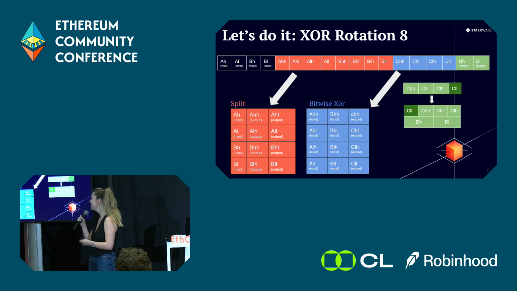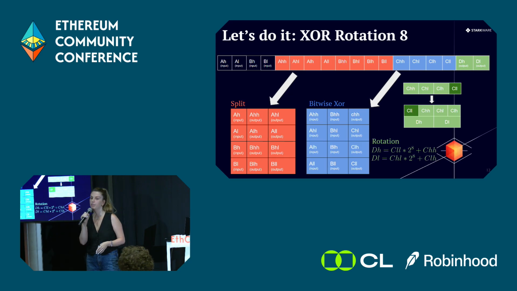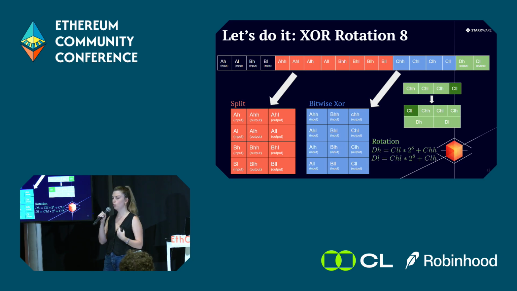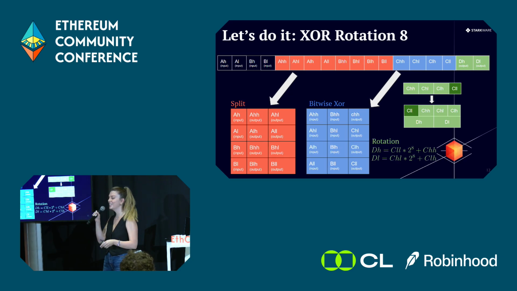This is just as before. D high equals C low low multiplied by 2 to the power of 8, shifting the 8-bit value into the higher part position, and summing the low part. And we're doing the same for D low, that contains C low high as its lower 8 bits and C high low as its higher 8 bits.